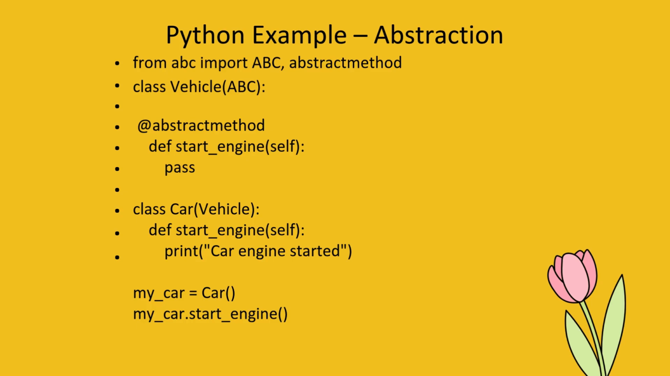Python abstraction example. This example shows how a base class Vehicle defines an abstract method start engine and the child class Car implements it. This ensures every subclass has a specific way to start the engine.